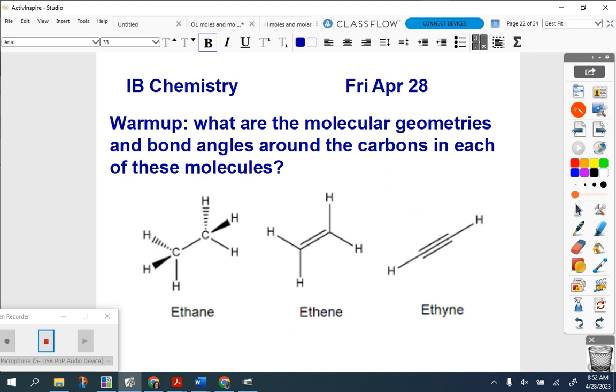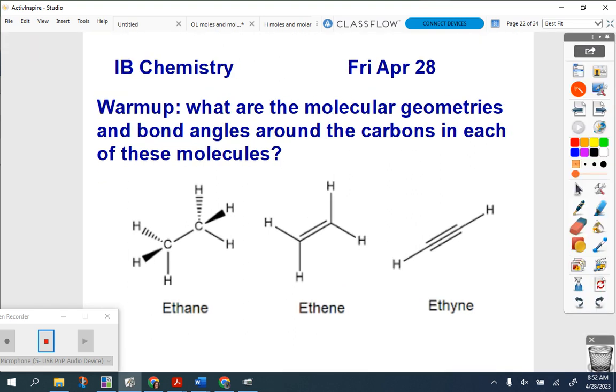So these are pretty straightforward, but they're all just two carbons. So what's the geometry around the carbons in ethane? Tetrahedral. Yeah. They've got 4 things bonded to the central atom. What's the bond angle for a tetrahedral shape? It's not 90. 109.5, yeah. Now, how do you know that?